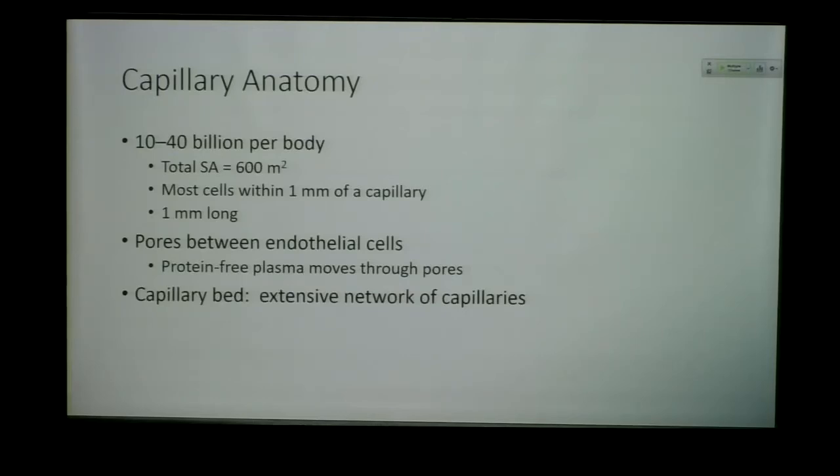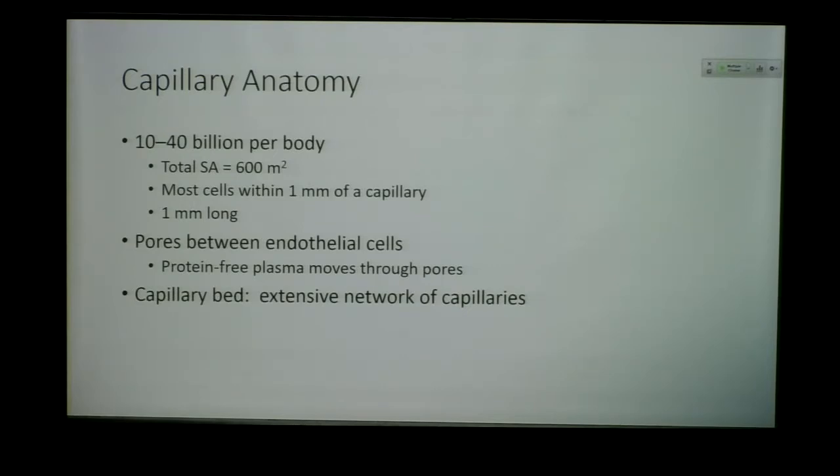We have about 10 to 40 billion capillaries per body, and capillaries are typically very easily accessible. So if you prick your finger, that's usually what bleeds. Capillaries are usually within 1 millimeter of most of our tissues. And that makes sense, right? To facilitate the diffusion of oxygen and nutrients.